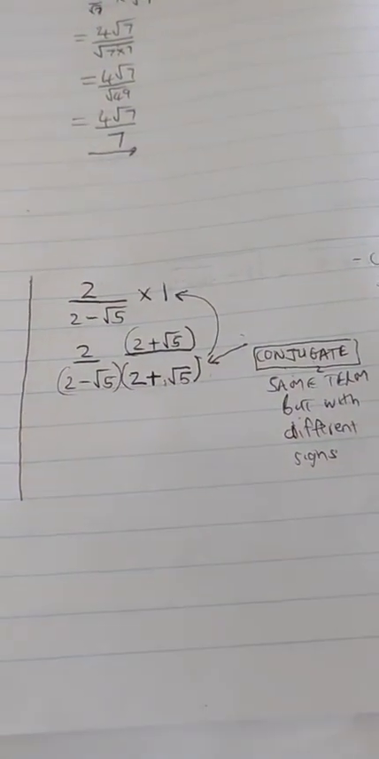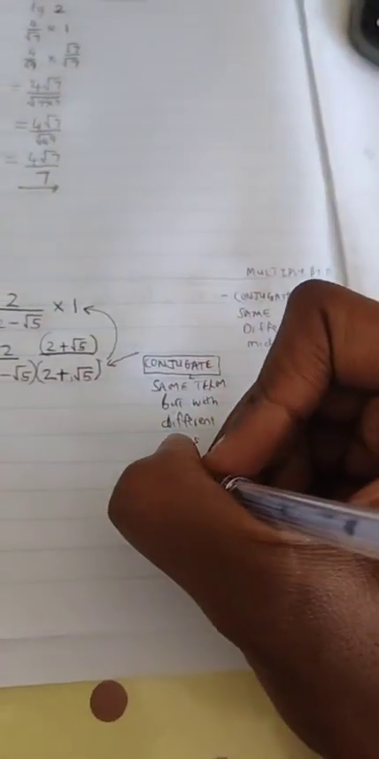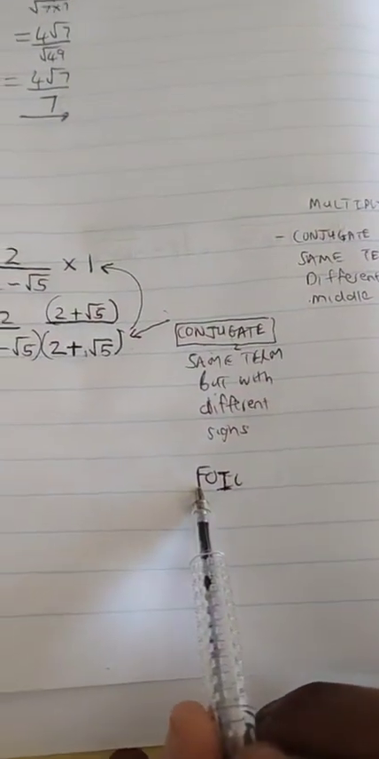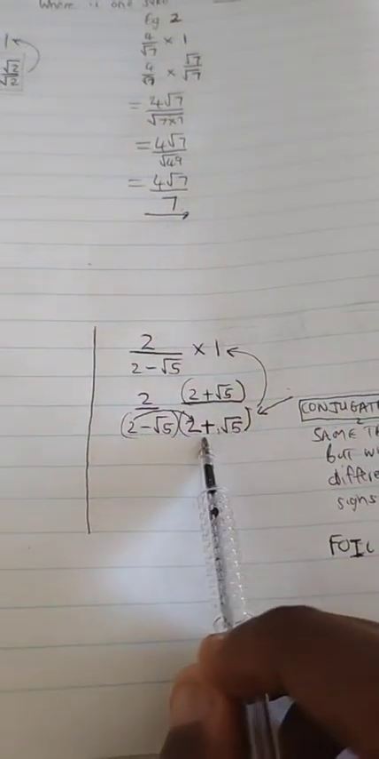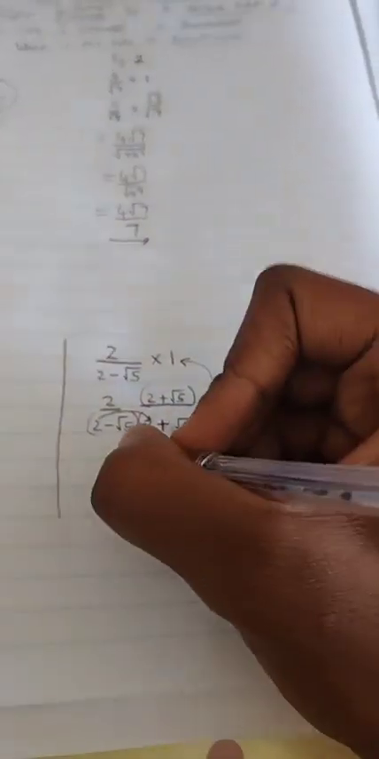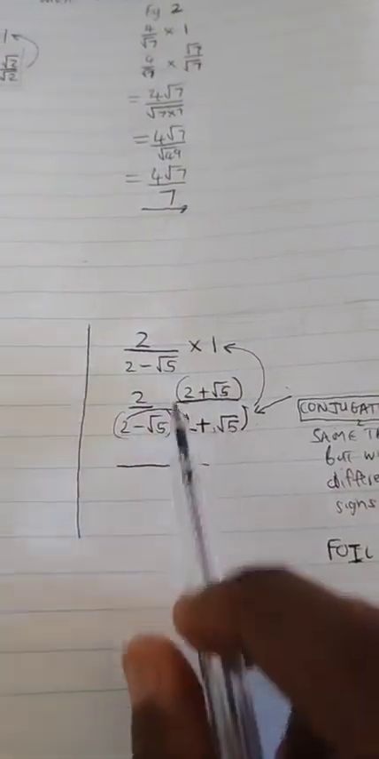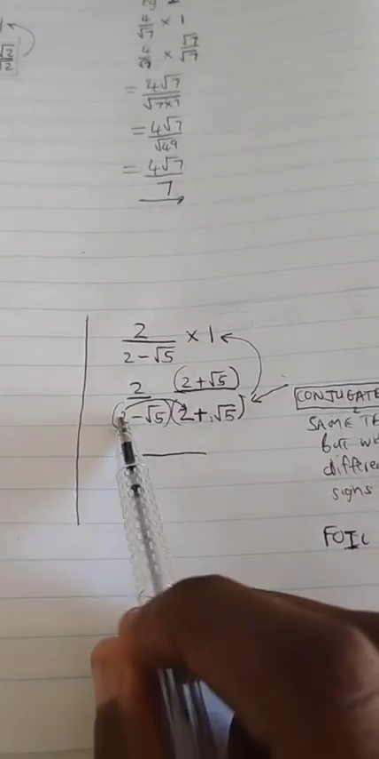Now, are you ready to multiply? Because when you multiply the denominator, you are simply going to apply FOIL. What is FOIL? We are going to distribute the first term, 2 times 2, in the denominator. I just want to show you what the answer will be in the denominator, and I'm going to come back to the numerator. In the denominator, 2 times 2 is 4.